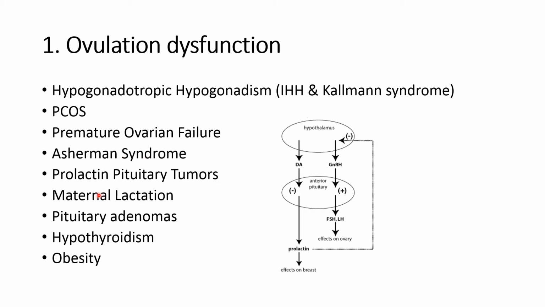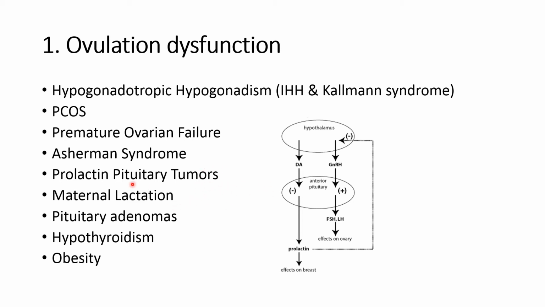So the women that have pituitary tumors, prolactinomas, would have a high concentration of prolactin. And similarly, the women that are lactating would have high levels of prolactin in their blood due to the effect of suckling. And we know prolactin is related to the production of milk in mammary glands, and it is also required for maternal care. So the high level of prolactin would lower the gonadotropins.